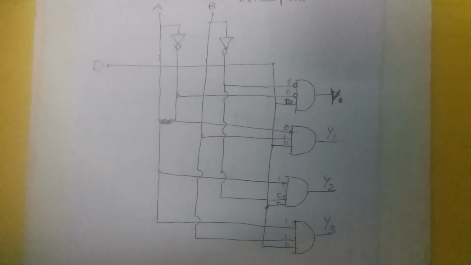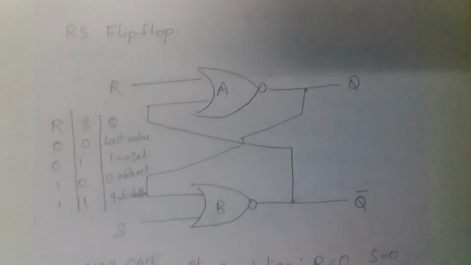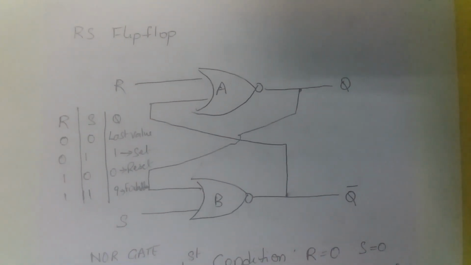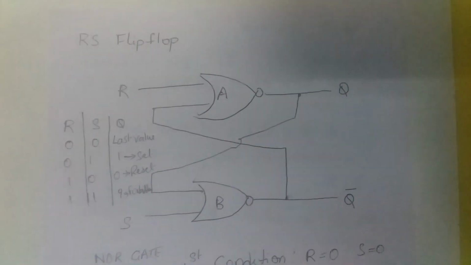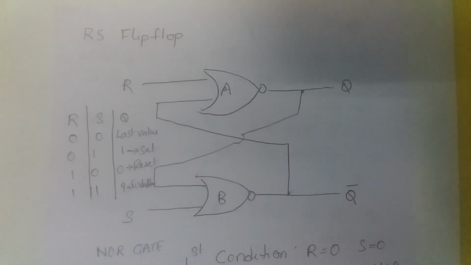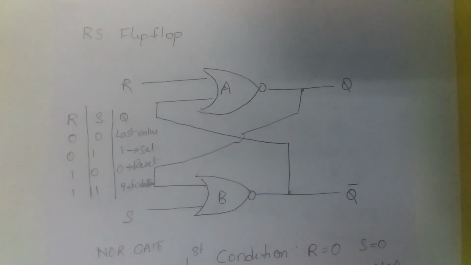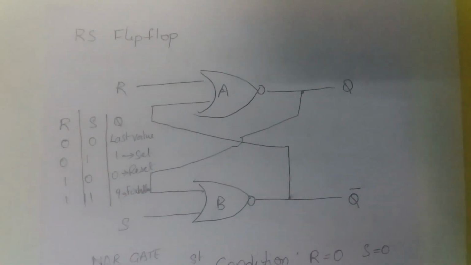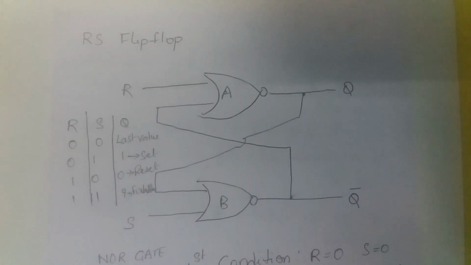Now let's have a look at the sequential circuit, that is, flip-flops. Where do we use these flip-flops? Flip-flops are also called latches. We use them in shift registers and counters. A flip-flop has 2 states, one being the complement of the other. A flip-flop is basically a memory device.